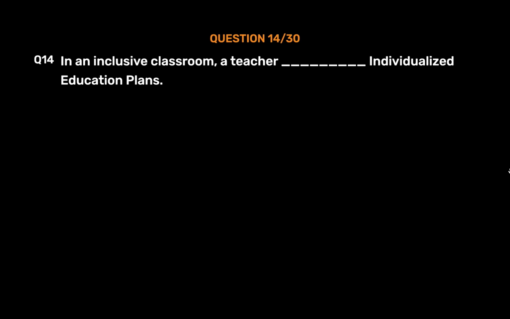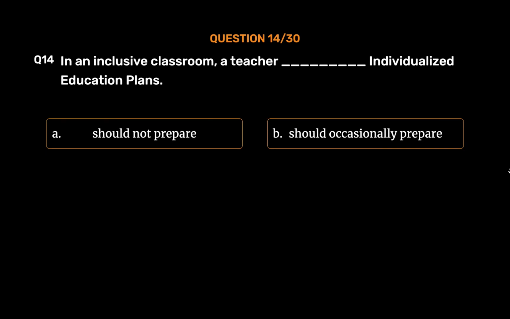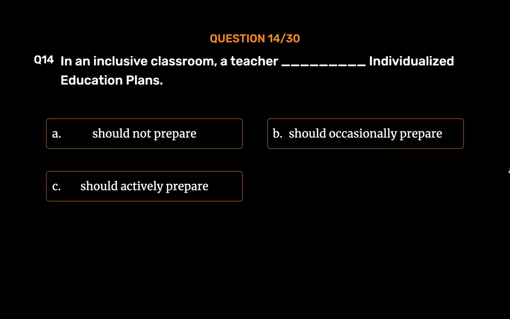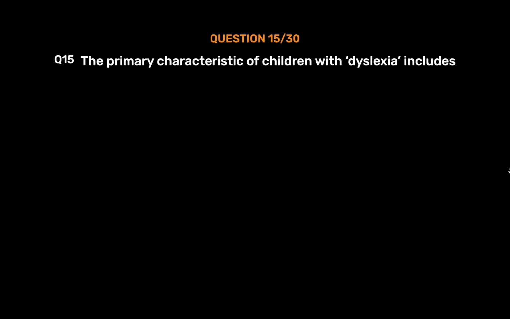Question number 14. In an inclusive classroom, a teacher individualized education plans. Option A. Should not prepare. Option B. Should occasionally prepare. Option C. Should actively prepare. Option D. Should discourage the preparation of. The correct answer is Option C. Should actively prepare.